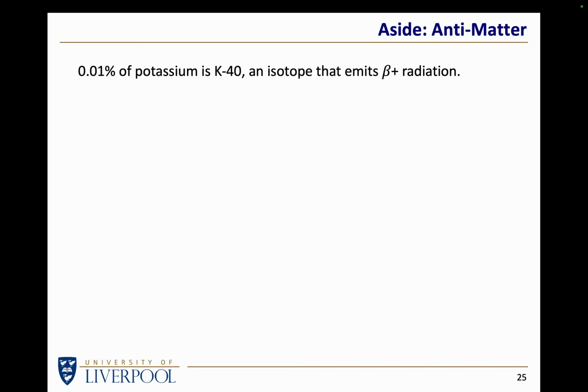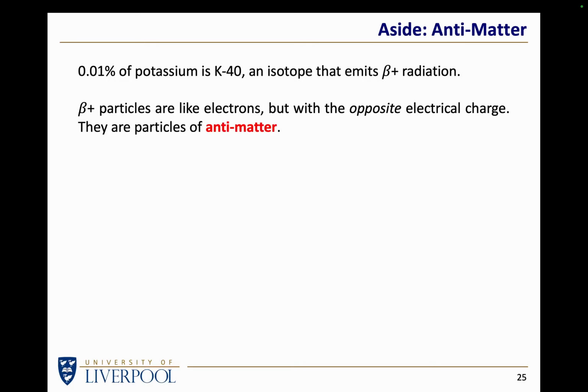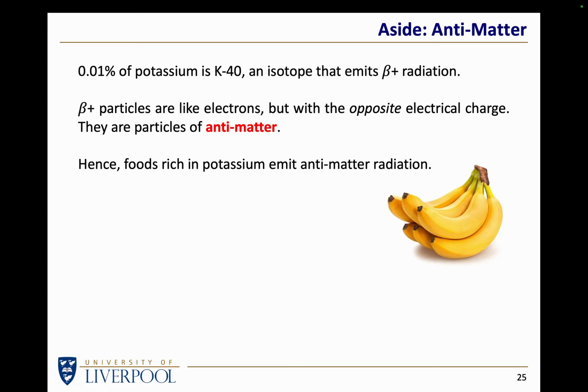Just again, as a sort of aside, just before we get back to cosmic rays, a very small amount of potassium is called potassium 40. The 40 simply refers to how many protons and neutrons in total in the nucleus. And that particular isotope of potassium emits beta plus radiation. Beta, electrons and its cousins, but the plus indicates it's not an electron, it's the positive equivalent of the electron, the positron, or antimatter. So basically, anything with potassium in it emits antimatter. So any food rich in potassium, like Brazil nuts or bananas, actually emits antimatter.